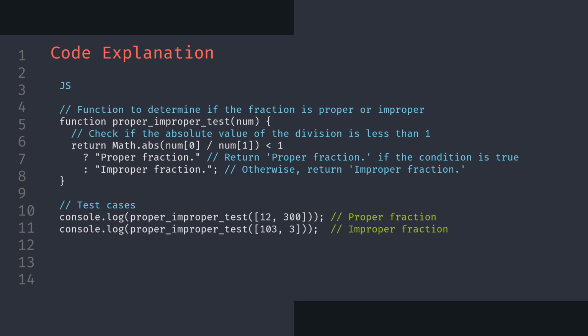This program uses a simple function, proper-improper test, to check the fraction's type. It calculates the absolute value of the numerator divided by the denominator. If the result is less than 1, the fraction is proper. Otherwise, it is improper. The function then returns a string indicating the fraction type. The test cases demonstrate how this logic works for various inputs.